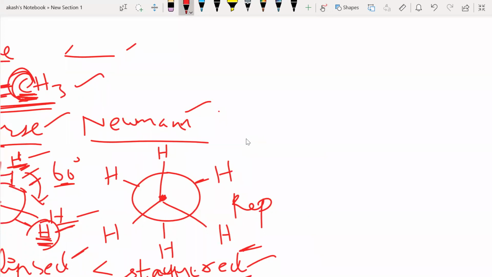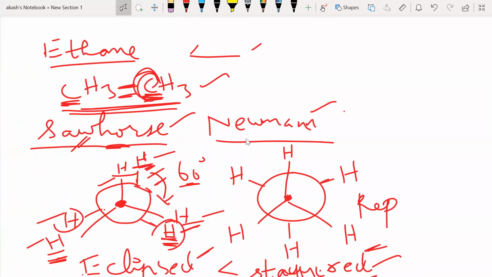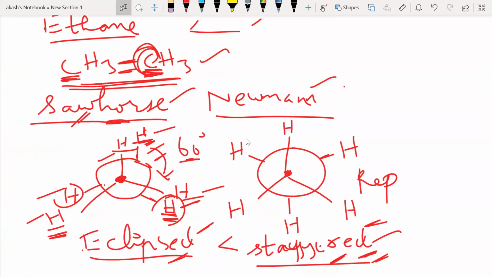But again, you're going to get the same thing, because only the way of representation is different. You'll again get eclipsed as well as staggered. But I prefer this one; it is an easier method. I would prefer the Sawhorse method. When someone asks you in the exam to write the eclipsed and staggered conformation and doesn't tell you anything regarding Sawhorse or Newman, you prefer to go for this. It is a little easier compared to Newman's, I think. But Newman's is also going to be easy, it's not that complicated. Anyways, I'll tell you next class.